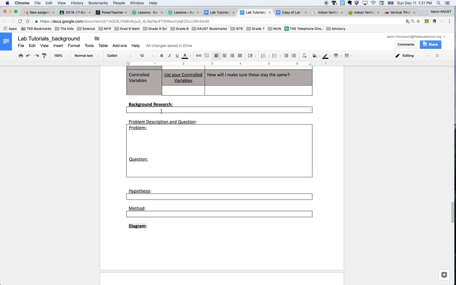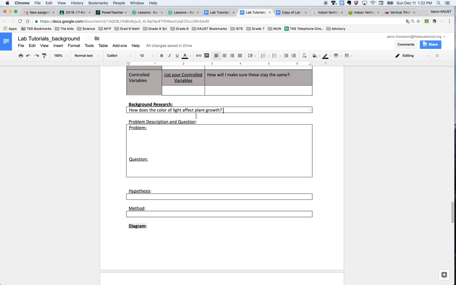The topic that I've chosen to look into is how well plants grow under different light. How does the color of light affect plant growth? That's really what I'm looking at, and that's what I want to investigate and find out some information about so that I can write my hypothesis and describe what my problem and question are.